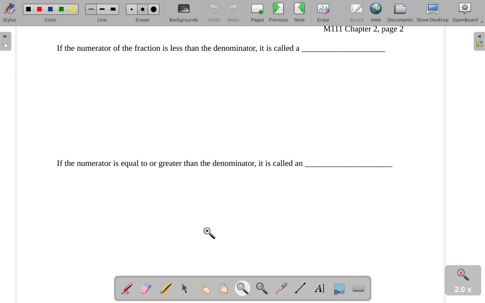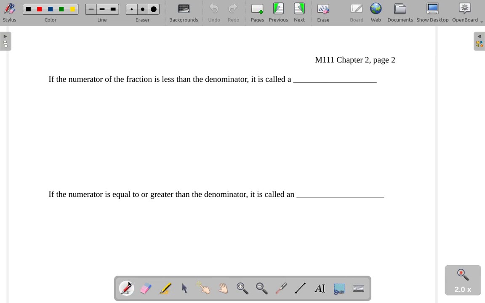Alright, so if the numerator is less than the denominator, then this is called a proper fraction. So with 1/3, the numerator, the top part, is less than the denominator, so this is called a proper fraction. If the numerator is equal to or greater than the denominator, so in the example where I just gave 10/8, this would be called an improper fraction.